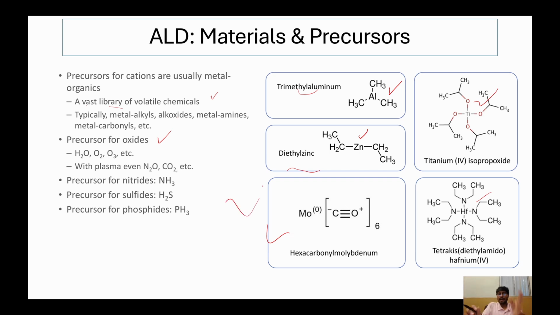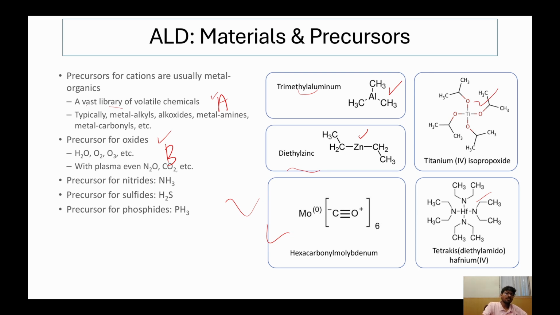Okay, there are two precursors. Let us say this is A, this is B. Okay, so these are the precursors A and B. One is the oxidant, one is the precursor containing our material that we would like to deposit.